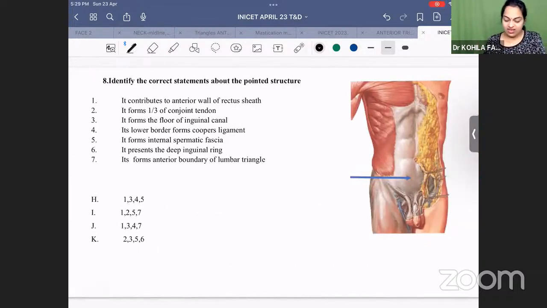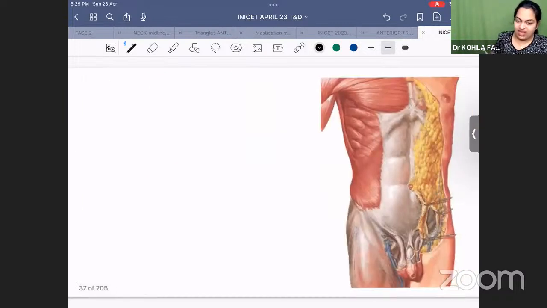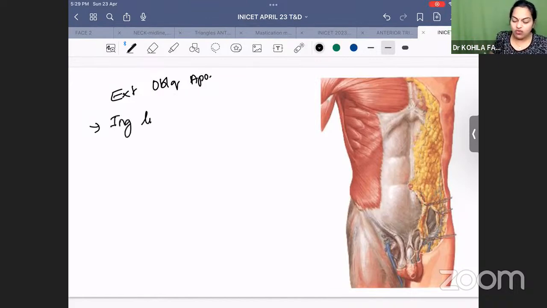Yes, it's easy. So what were the correct statements about the pointed structure? What is the pointed structure here? That's the external oblique aponeurosis, isn't it? So what are the contributions by it? Its lower border turns inwards to form the inguinal ligament. What is its other name? Poupart's ligament, right?